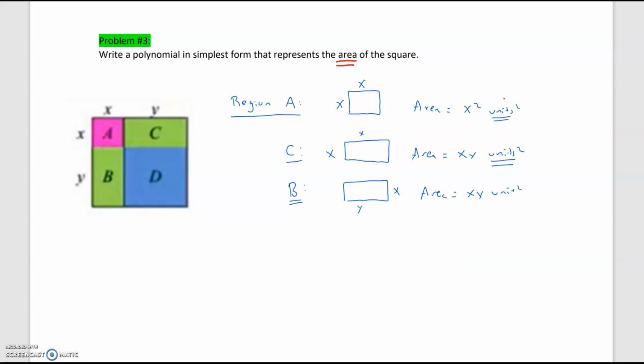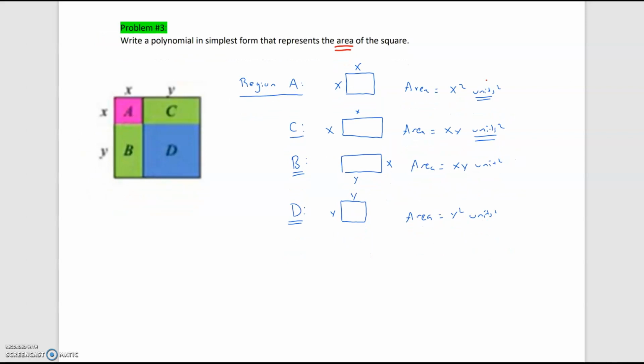And then the last region, in this case region D, it's a square, not to scale, but let me fix it. It's a square, whoops, I think I made it worse, with length and width of y. So the area is equal to y squared units squared.